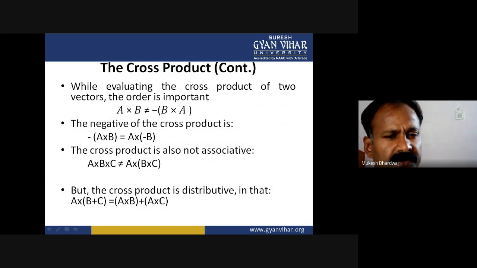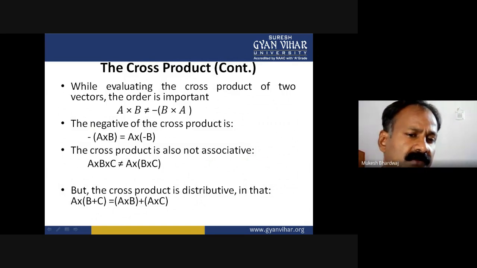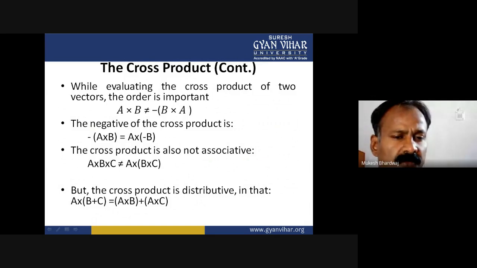The cross product is also not associative. A cross (B cross C) is not equal to (A cross B) cross C. But the cross product is distributive, in that A cross (B plus C) is equal to A cross B plus A cross C.